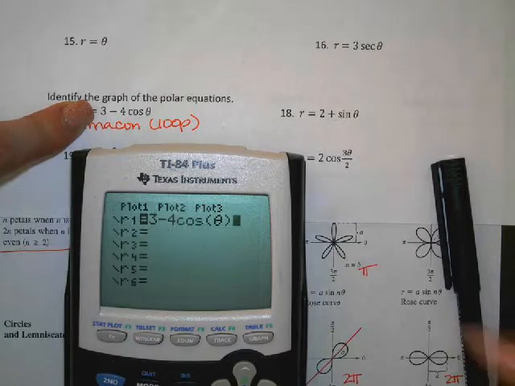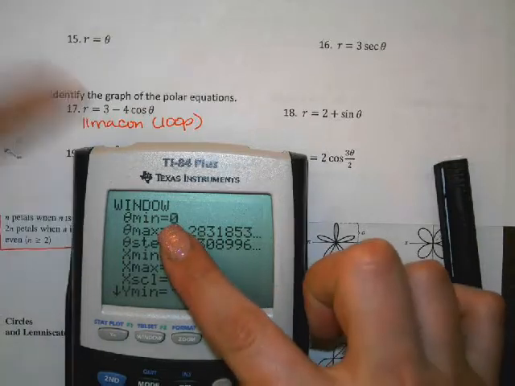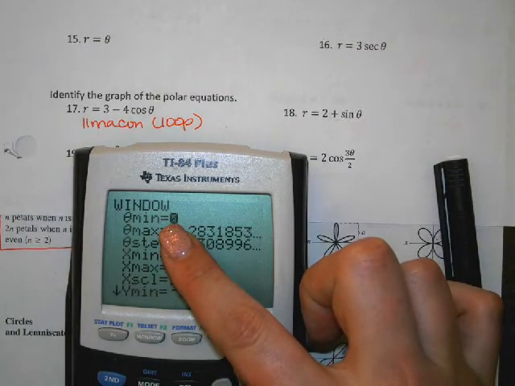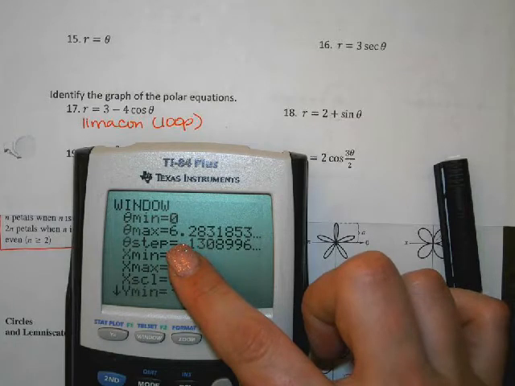Okay, before we graph it, we're going to go to the window. And when we graph these, if it's most of them, we're going to do from 0 to 2 pi. But if it was a rose with an odd number in front of theta, then we could just do 0 to pi.